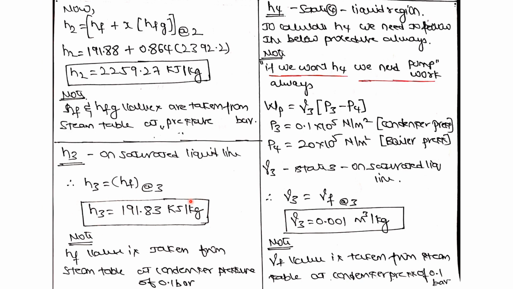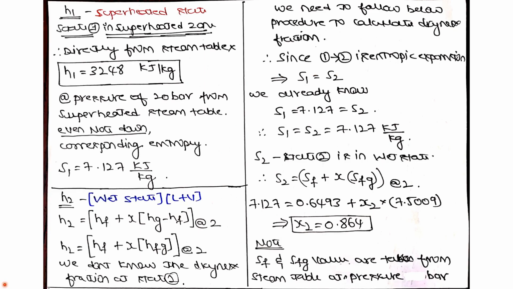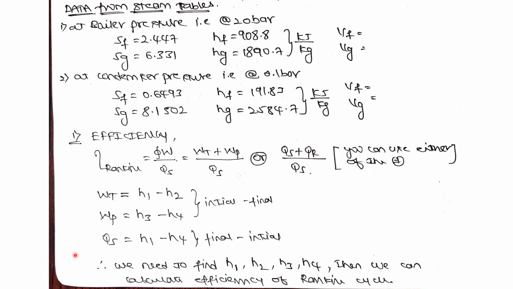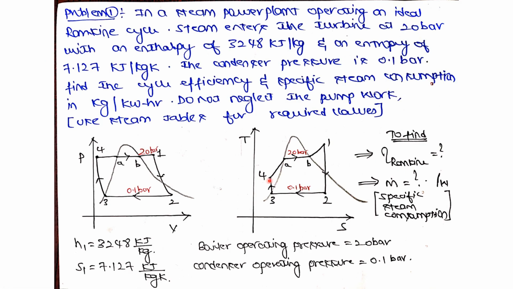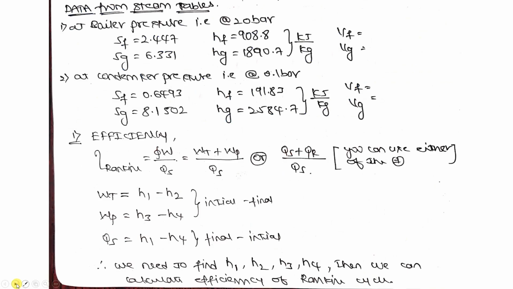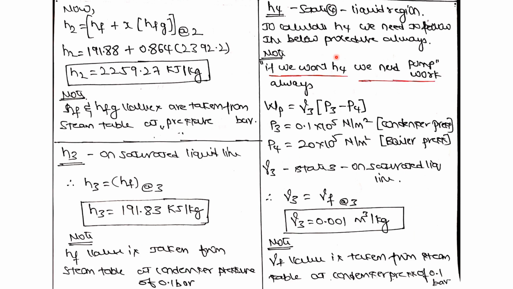So state 4 is in the subcooled region. That means it is in the liquid state, which is in the subcooled region. For this, you have to follow the same procedure which I have, so use it to solve this. By this, you can calculate the H4. How? Look at it. To calculate the value of H4, we need to follow the below procedure always. Follow the same procedure every time.